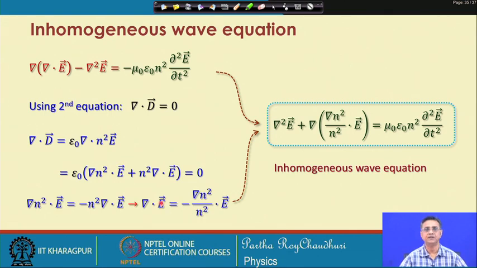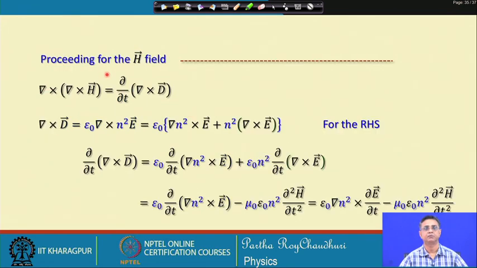So, it appears in the wave equation, because I will replace this del of del dot E by this quantity. So, I get the wave equation for this inhomogeneous structure: del square E equal to minus del of del n square by n square dot E, and then the right hand side as it is. So, this equation represents the electric field inhomogeneous wave equation.